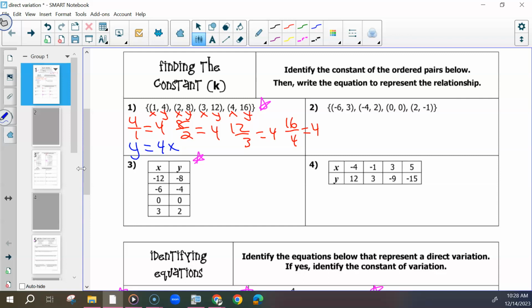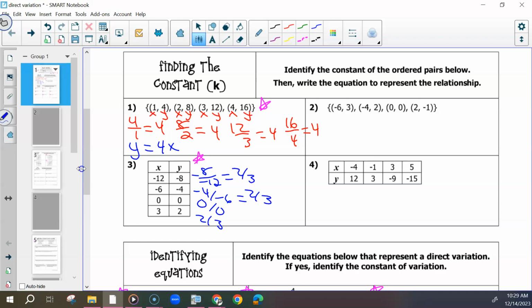Let's try one of these tables. Let's do the same thing. Here we have x and then y, so this will be negative 8 over negative 12. Divide that either in your head or in your calculator. What would you get? 2 over 3. Negative 4 over negative 6. 2 over 3 again. We're going to come back to this 0 over 0. And then 2 over 3 is just 2 over 3. So right now it looks like all of these are not the same. So we would say there's no constant.